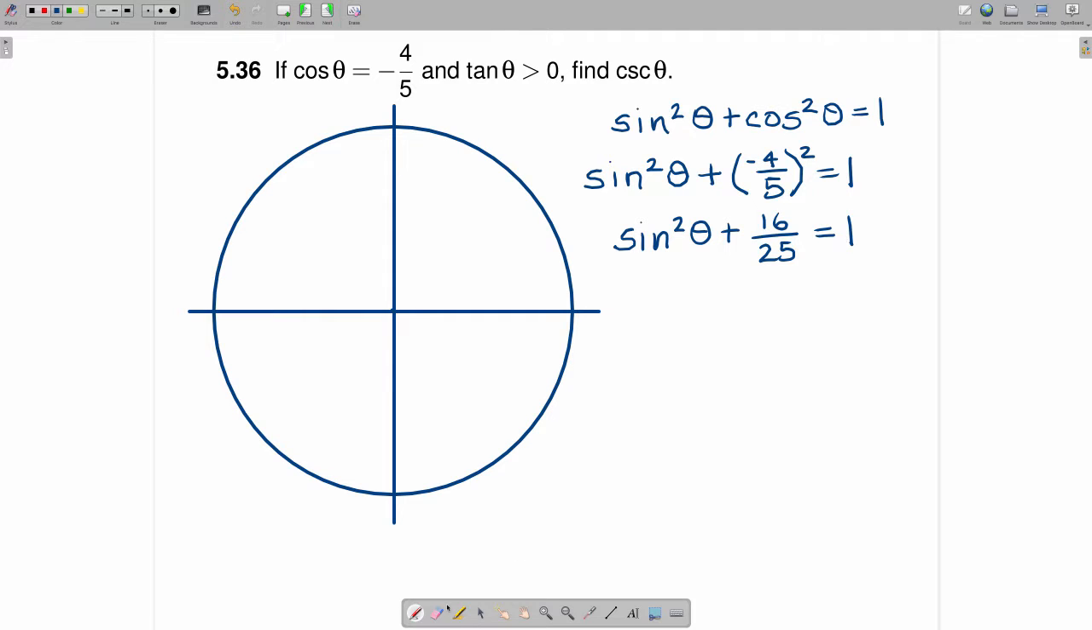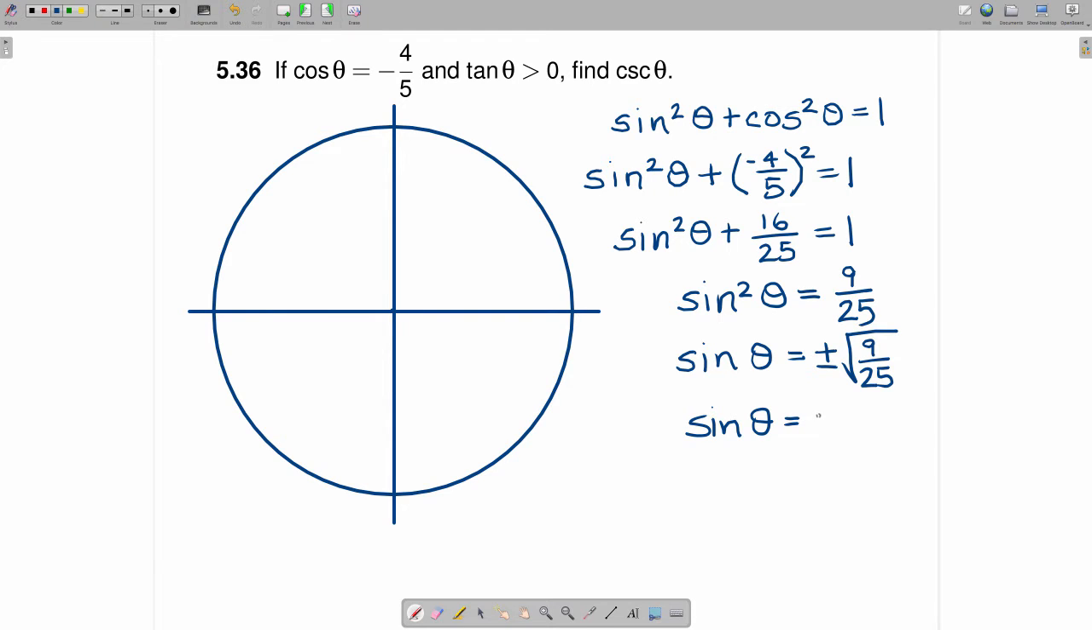is equal to 1. If you subtract 16/25 from both sides of this equation, you will get sine squared theta on the left-hand side, and on the right-hand side you will get 9/25. When you take the square root of both sides, you will get the sine of theta is equal to plus or minus the square root of 9/25, and both 9 and 25 are perfect squares, so we have the sine of theta is plus or minus 3/5.